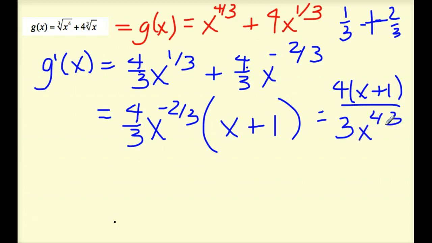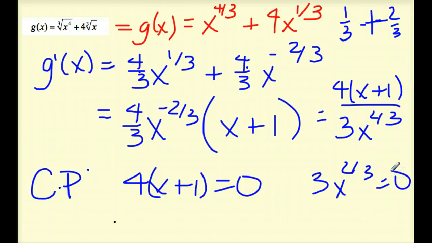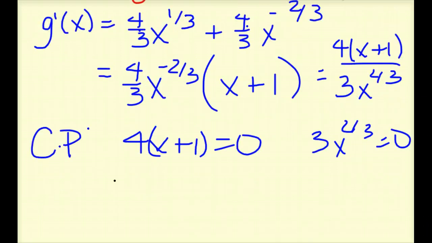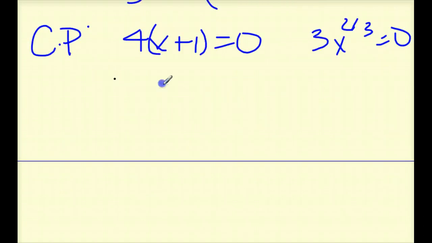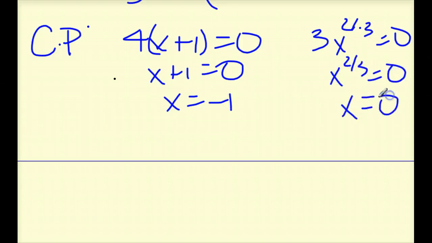So let's find our critical points. Critical points are when 4x plus 1 is equal to 0, and when 3x to the 2 over 3 is equal to 0. So let's go ahead and solve these. If I divide by 4, I get x plus 1 is equal to 0, and I get x is equal to negative 1. Here, if I divide by 3, x to the 2/3 is equal to 0, and this is only true if x is equal to 0. So I have two critical points.